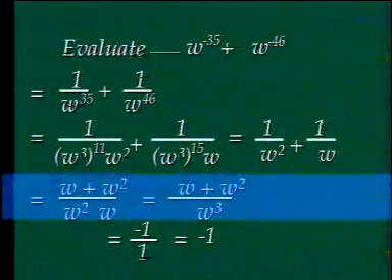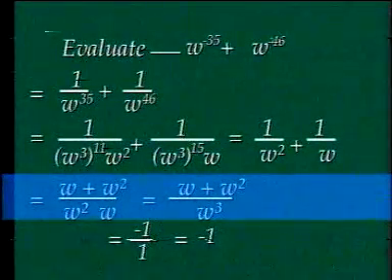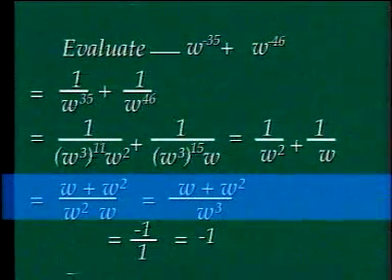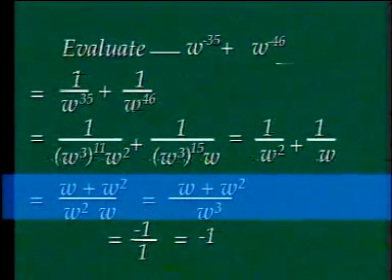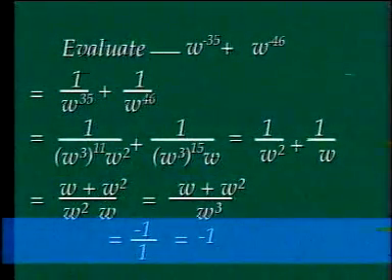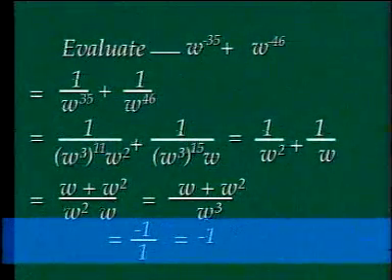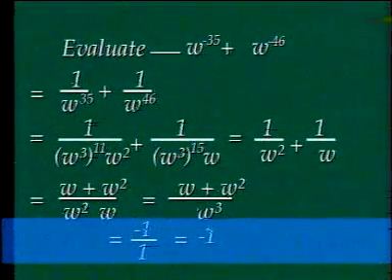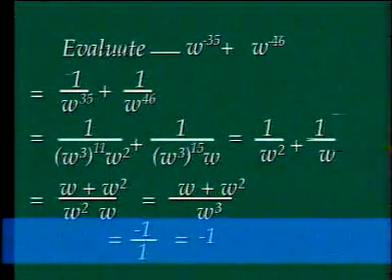Now we will take its LCM. That will be omega into omega square. That will give you omega plus omega square, over omega cube. Now by using the properties, you know that omega plus omega square is equal to minus 1 and omega cube is equal to 1. So that is equal to minus 1. Its value is minus 1.